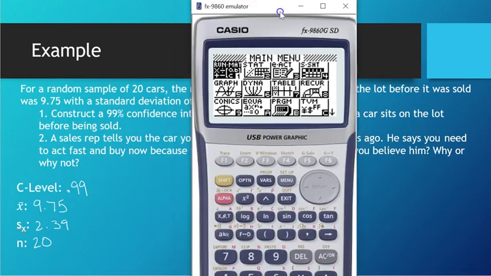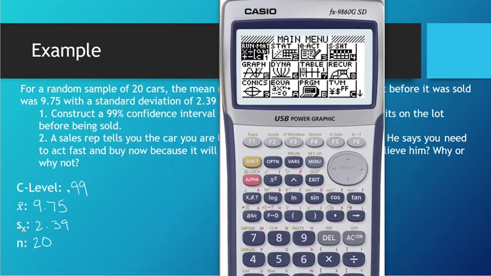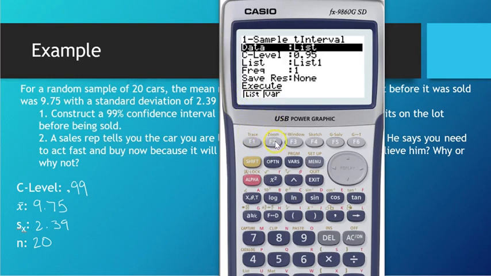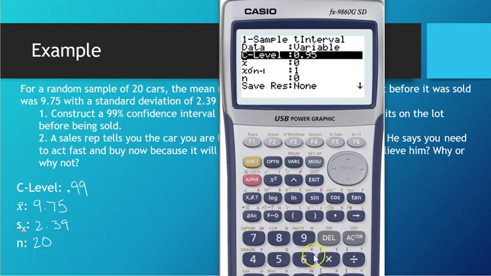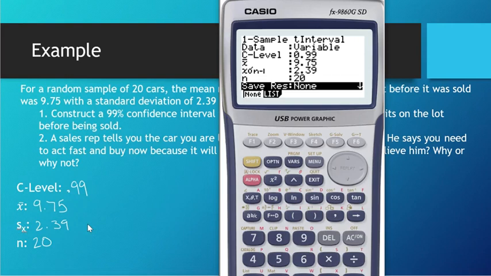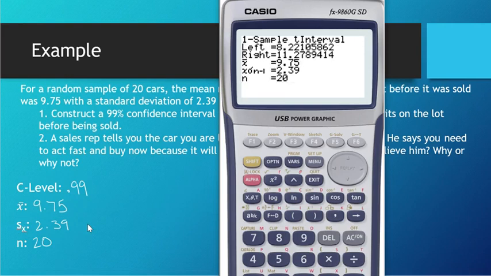So we grab our calculator and let's put in that information. I'm going to go to stat. I want interval, so F4, and we need T because our sample size is less than 30, and it is a one sample test. Then I press F2 for it to go to variable, and now I'm going to put in my stuff. My confidence level is 0.99. My sample mean is 9.75. You see my symbol there looks a little different. Yours probably says SX. And that is 2.39. And then our sample size is 20, and we hit enter, and the calculator gives us an interval.